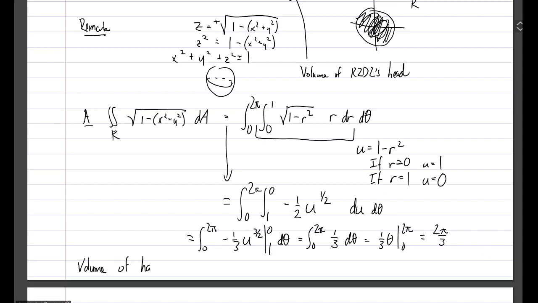So the whole point is that the volume of half of a unit sphere we just computed is 2 pi over 3. Right? That's the volume of R2-D2's head.